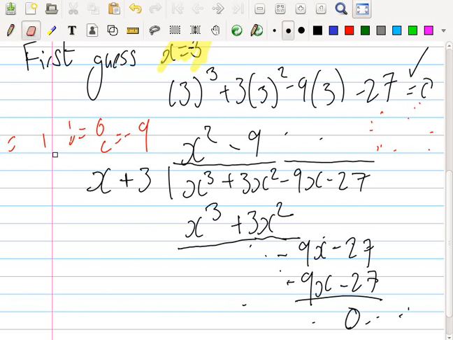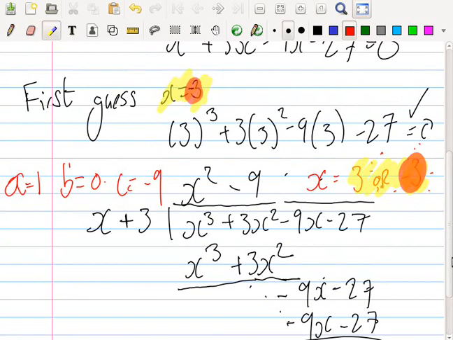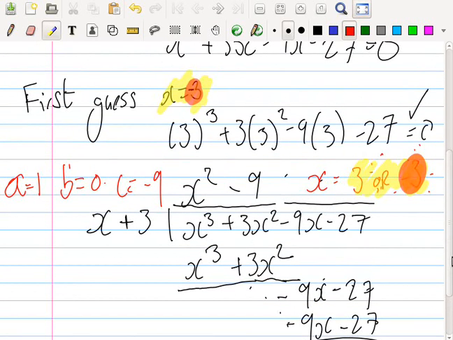Okay, and then here, what's the A? 1. Yeah. A equals 1, B equals 0, C equals minus 9. So the two answers here are x equals 3 or minus 3. But you can see that this one here is the same as this one. So in fact there aren't 3 answers, there's really only 2 roots.